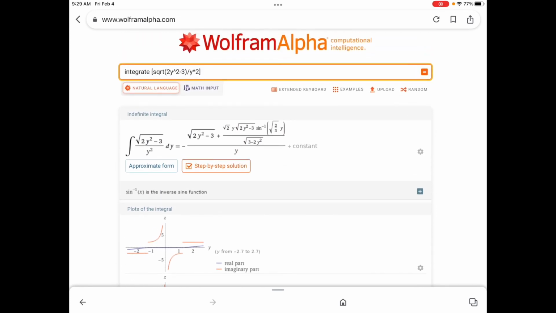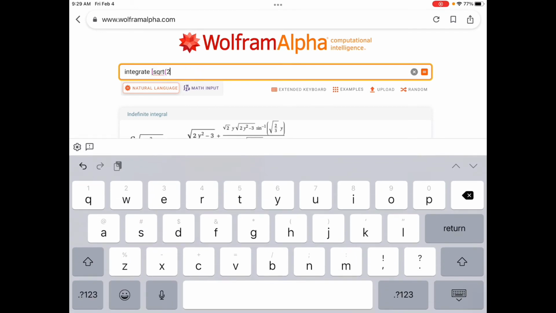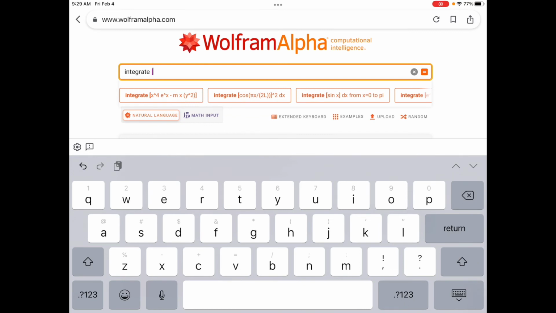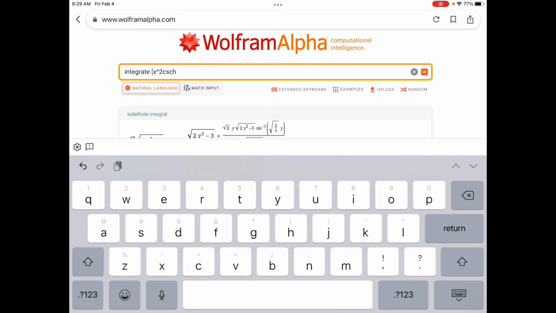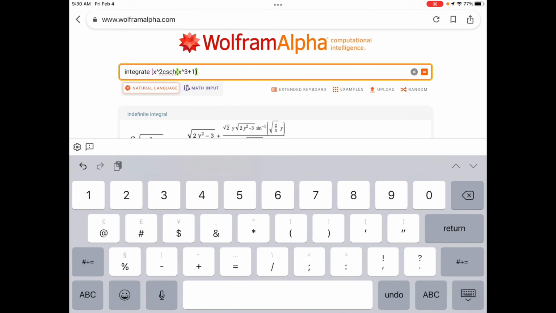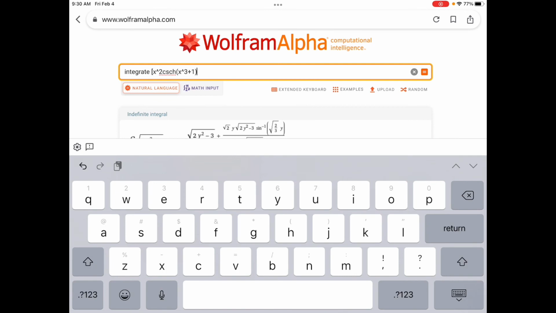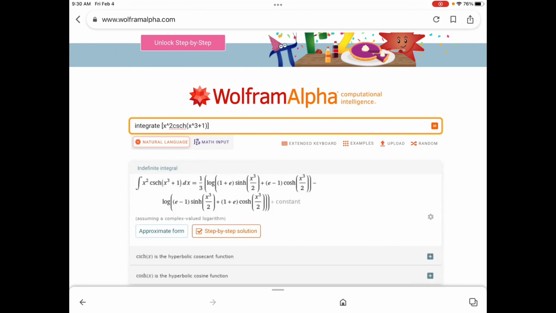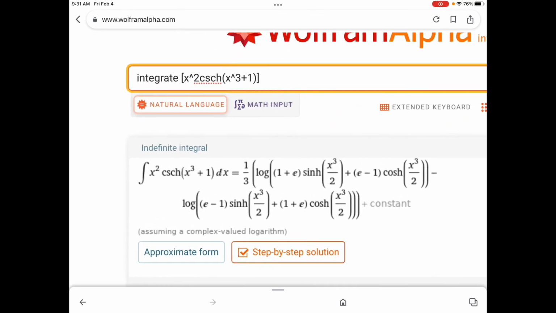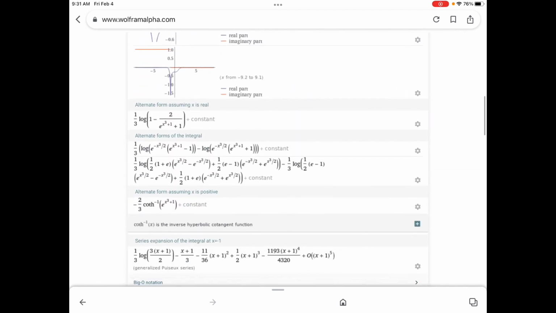So the second example, I'm going to go ahead and put that one in now. I'm going to change this so it's still integrate, and this time we have x to the second, and then it's hyperbolic cosecant of x to the third plus 1, close parenthesis, and again you could put comma x or just close our brackets. Both of them work, and also a dx would work. Enter, and it calculates it. And then we get our answer here to write down. Again, that plus constant is our plus c. And additional information is given below to kind of glance at.